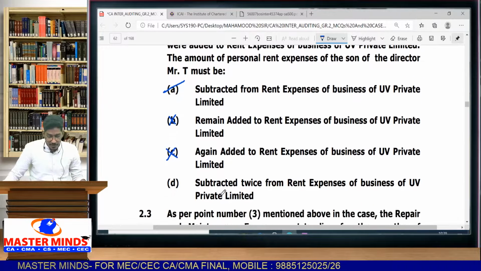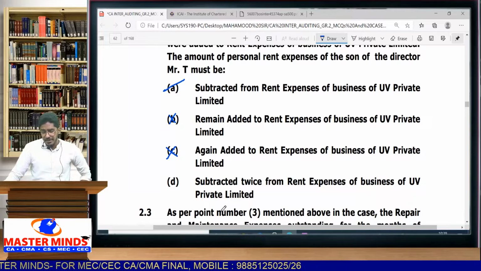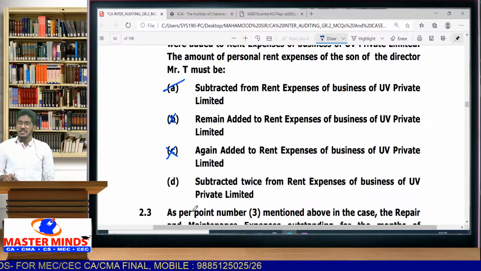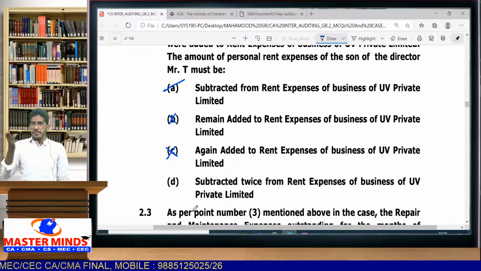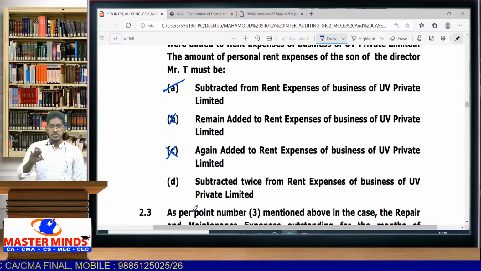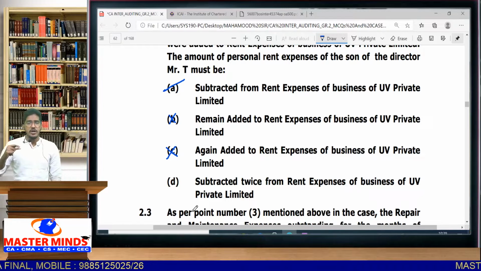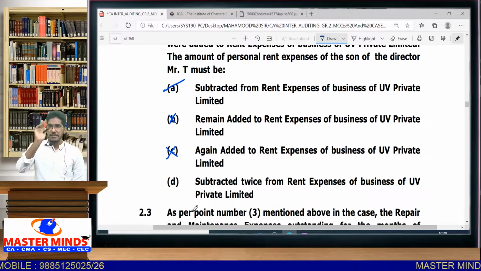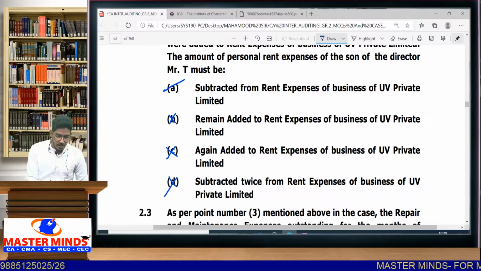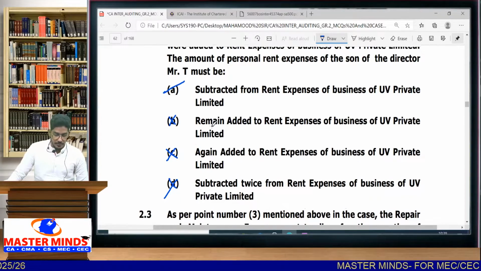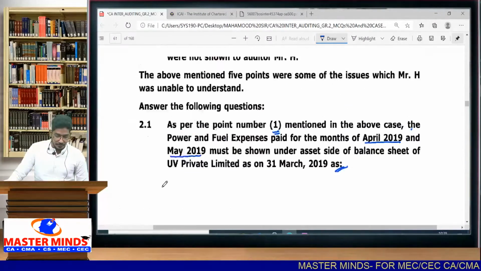Then D option. Subtracted twice from rent expenses of business of UV Private Limited. Not required. You have added it once, now deduct it. That's all. You are not required to subtract it twice. You just subtract it once, more than enough. So A option is the correct option. Then let us read the third point.